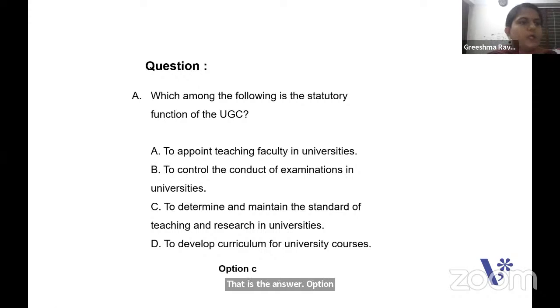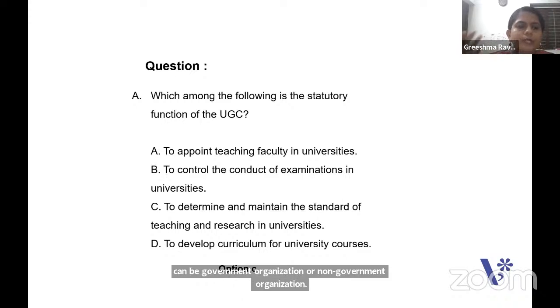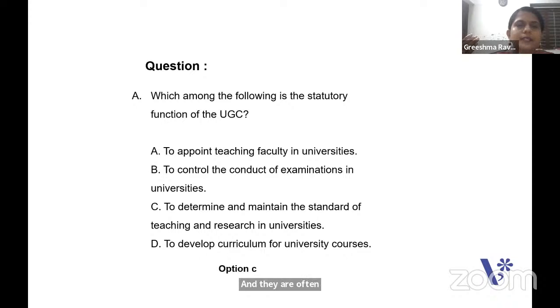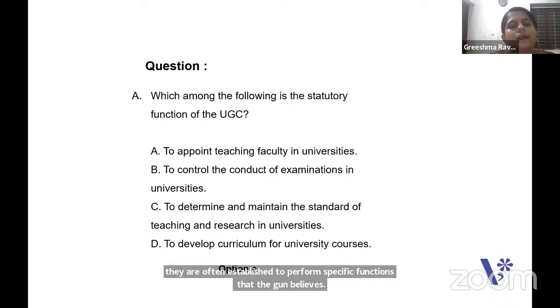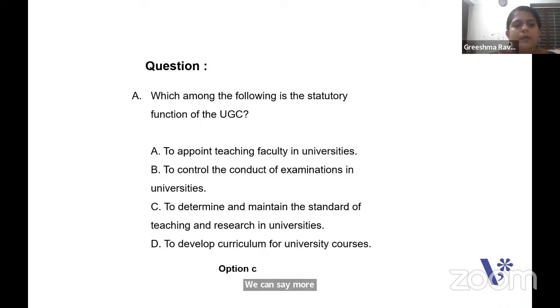So someone was asking me what it means by statutory body. It is an organization that is created by law. Okay, and it has the power or the authority to implement legislation on behalf of a country or a state, and they can be government organization or non-government organization. They are often established to perform specific functions that the government believes are more effectively carried out outside of a traditional departmental structure.